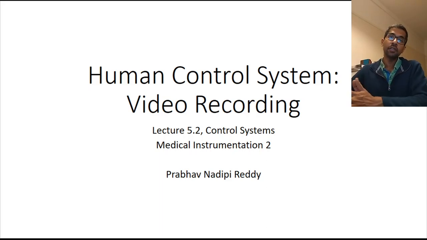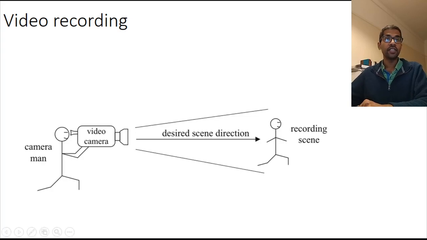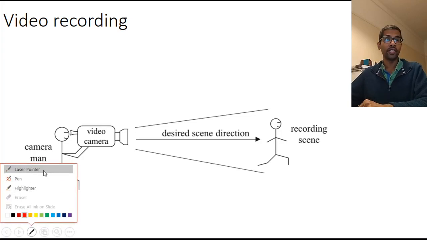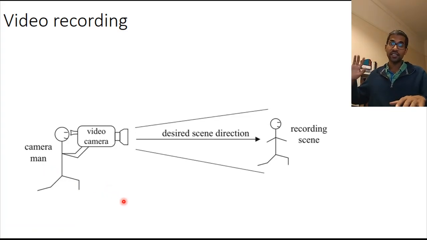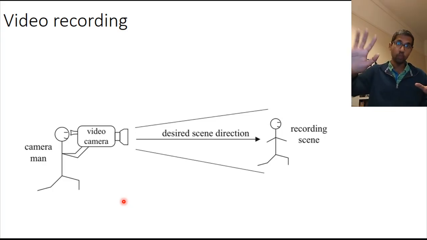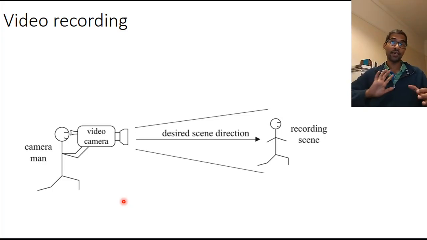Hi, let's continue our discussion of control systems by looking at yet another human control system. And in this case, I'm looking at a video recording. Let's assume that we are shooting a movie. Here's the cameraman who is holding a video camera, and he's recording a scene, and the scene is not just in one place but it is moving. So the cameraman has to move along with the scene so that he gets the proper shot.